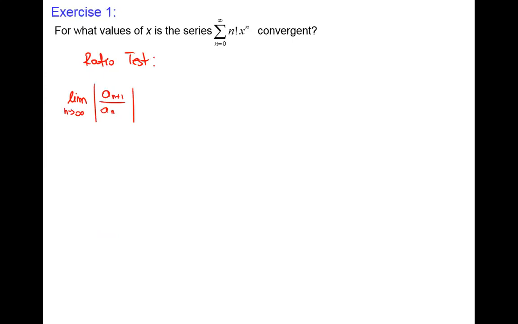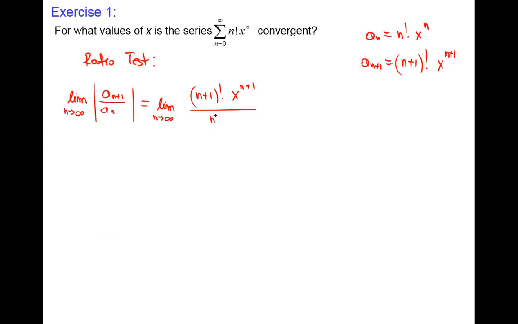Equal to 1 is inconclusive. So a sub n is n factorial x to the n. The next term will be simply n plus 1 factorial x to the power of n plus 1. Let's see, the limit as n goes to infinity of n plus 1 factorial x to the power of n plus 1 over n factorial x to the power of n.